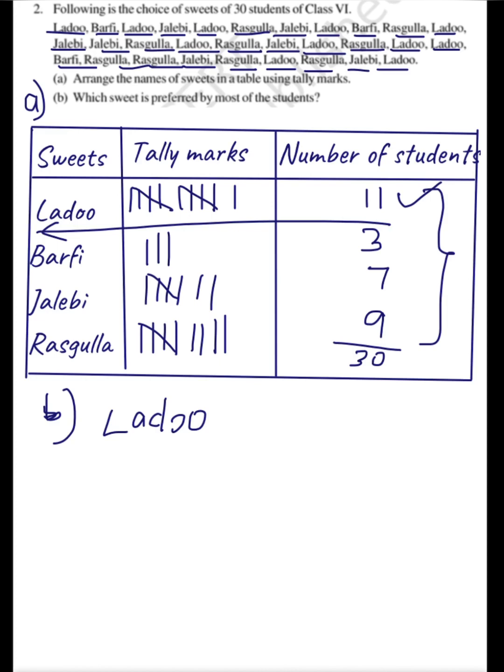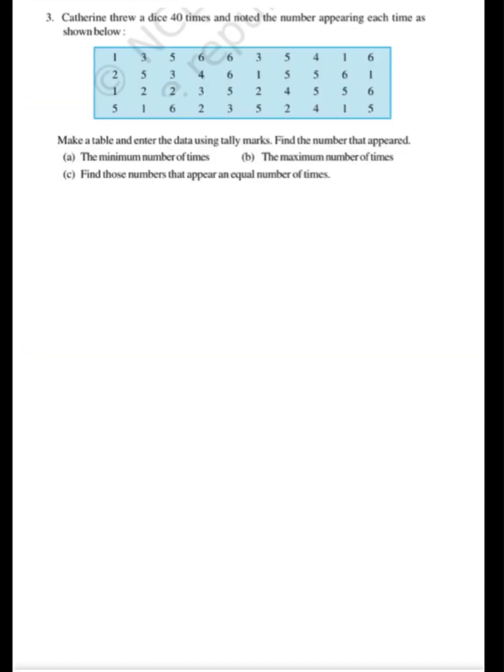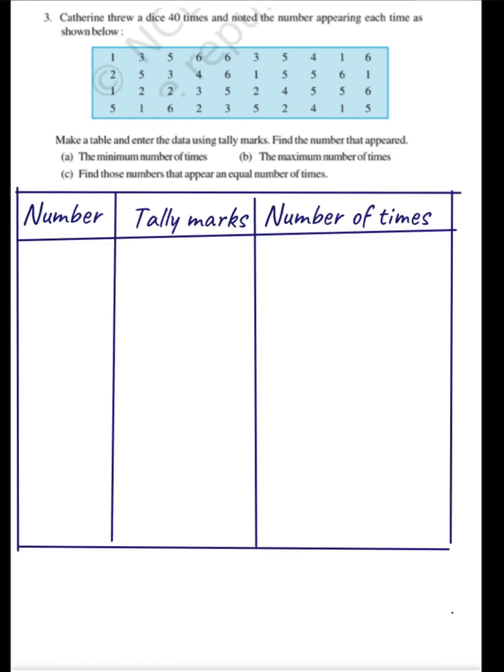Now let's see the third question. A dice is thrown 40 times and the number appearing each time is shown below, and you have to make a table and enter the data using tally marks, and find the number that appeared. So let's make the table first. According to the data, the first column will be number, the second tally marks, and the third number of times.